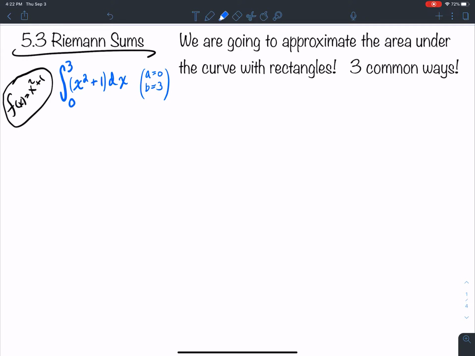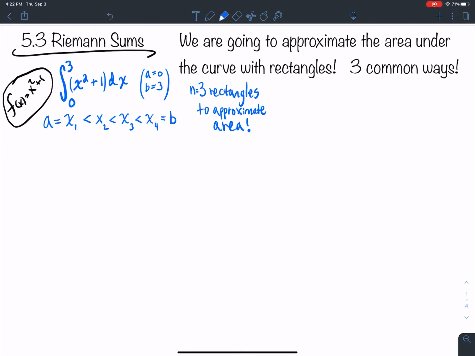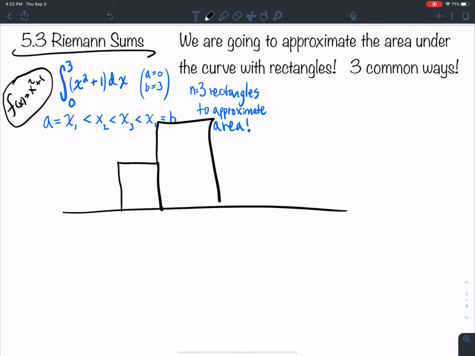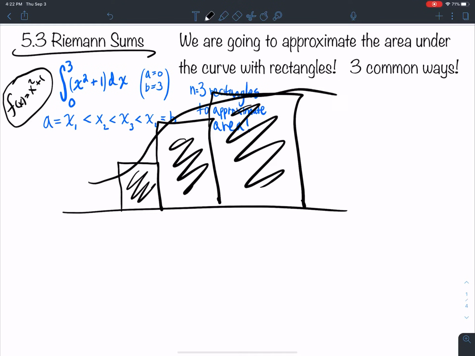Now, the first thing I know is I'm starting at 0 and summing rectangles to 3. So a equals 0 to b equals 3. I want to divide this up into 3 rectangles, so I'm going to use n equal to 3 rectangles here to approximate the area.